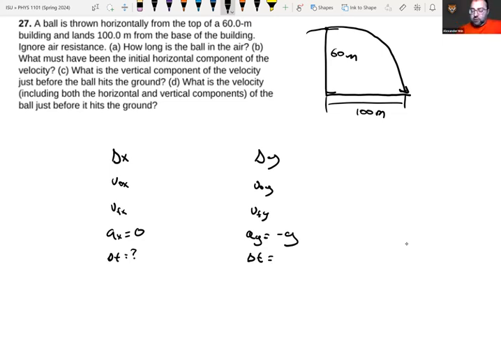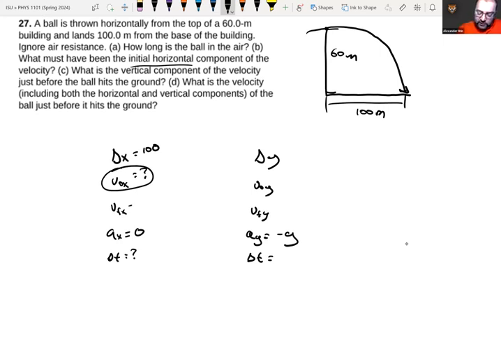Well, we do know a couple of things. One, delta x is 100, because it tells us that the thing landed 100 meters from the base. V naught x, well, we don't know what that is. We're not told what it's thrown at. So this is one of the things that we're asked to find in part B. So I'll circle that, just to note that we're looking for it.